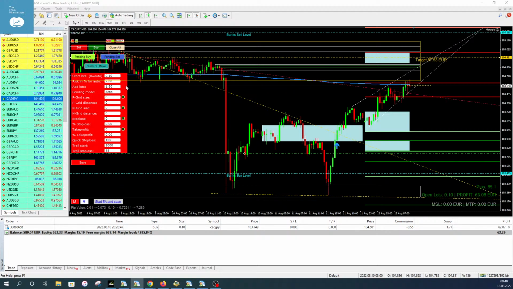Firstly, we have this yellow box, which is a H4 supply zone, a massive H4 supply zone. It's really big, as you can see. And in this supply zone, we have more supply zones. You can see we have a white box, it's a H1 supply zone. We have a green box, it's a M15 supply zone, and a little bit higher again a white supply zone. So a lot of supply in this yellow box. So I don't know if price will come easily through here.